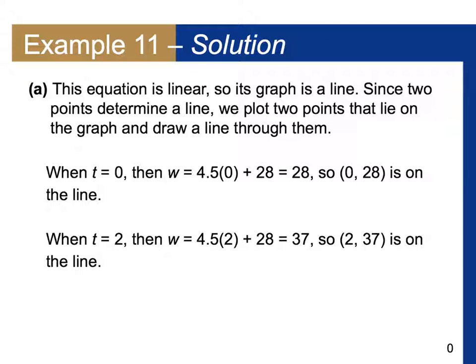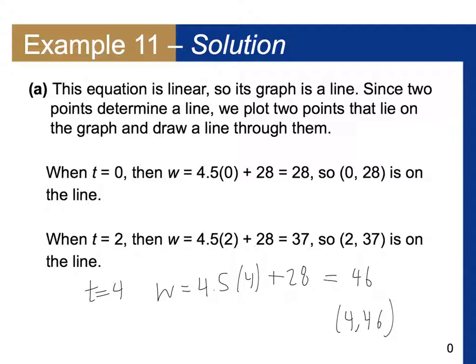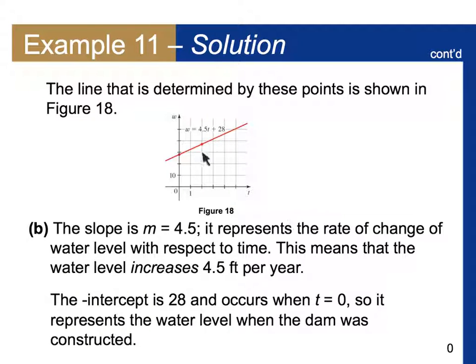So let's do t is 4. W equals 4.5 times 4 plus 28, which would be, we're going to add another 9 here. So that would be 46. So 4, 46 would be another point. It's a good idea to have 3 points at least for a line. Okay, 2 is not sufficient. So here's our graph.